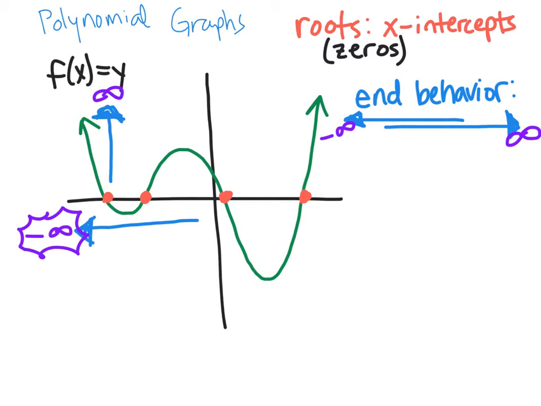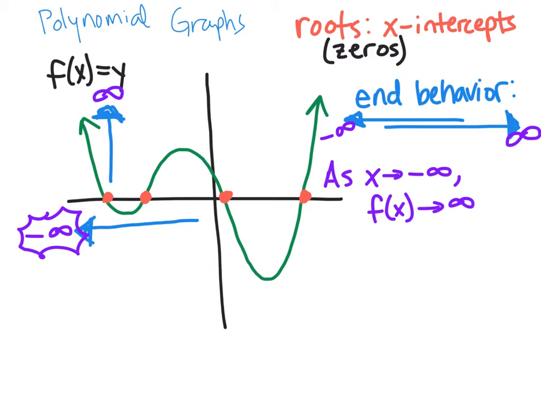So what I can say when I'm describing end behavior is, as x approaches negative infinity, so as I'm going all the way to the left, then f of x approaches positive infinity. So x is going all the way to negative infinity, and while I'm doing that, the graph, the green line, is going up and up and up to positive infinity.